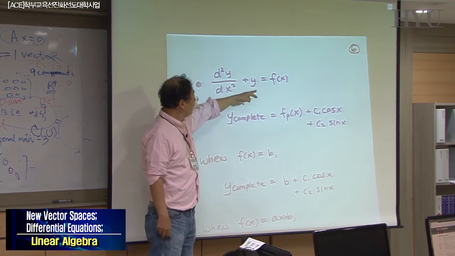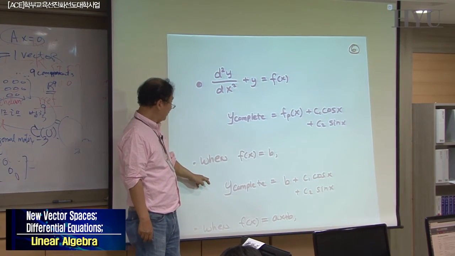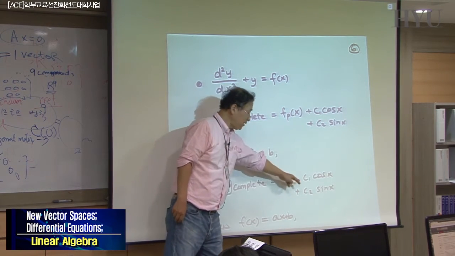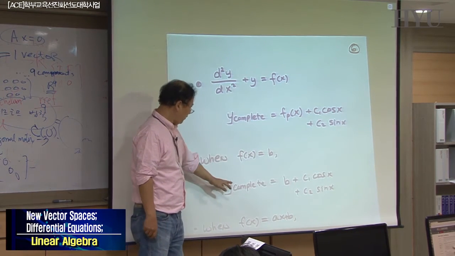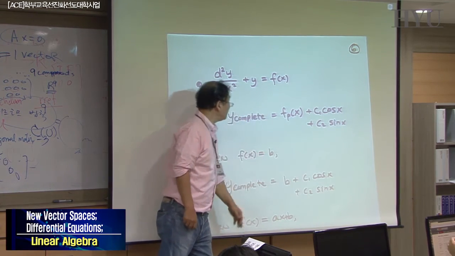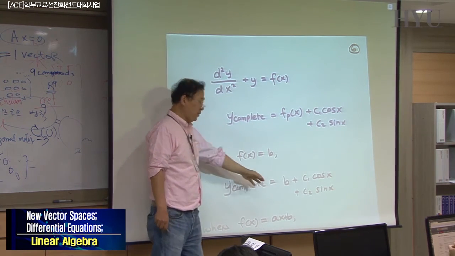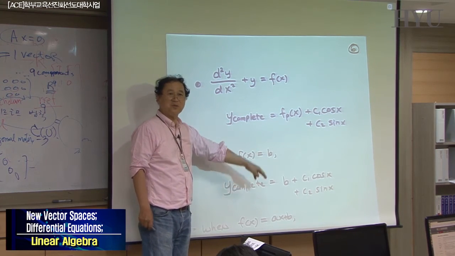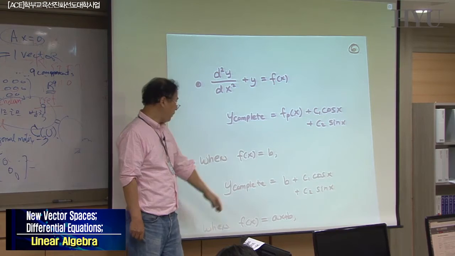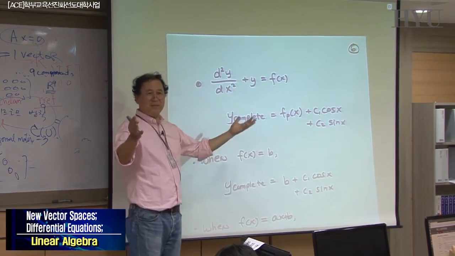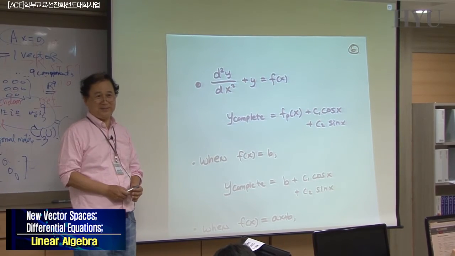Then how can I solve this one? In case of b, how about y equals b plus this? When you differentiate twice, this term will be cancelled out. The b remains. Then b plus whatever null solution seems to be a solution, right? This is a particular solution. This is the null space part. Combine them, this is the total solution.